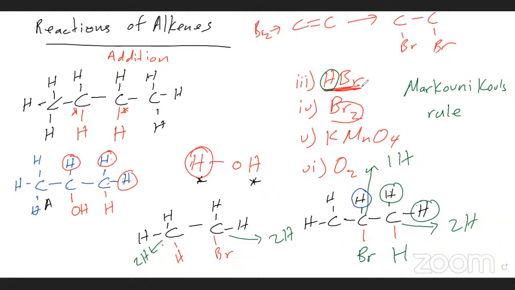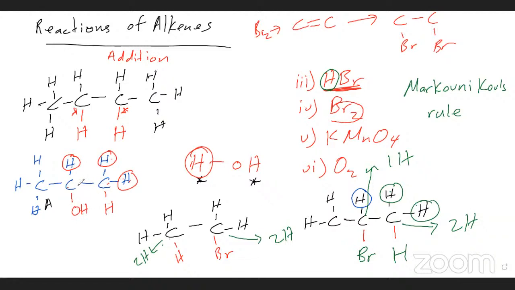Sir, what is the IUPAC name for it? For which one? The one that you just did. Is it 2-bromopropane? Just a second. This one down here, yes, it would be 2-bromopropane. And this over here, this alcohol, it would be 2-propanol. So the OH is on carbon 2.